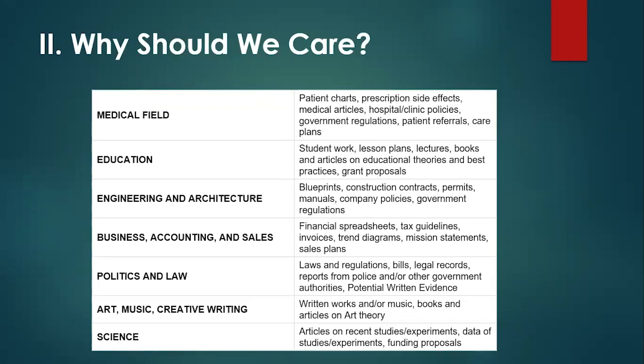I get a lot of students from science and engineering thinking, well, what does this have to do with me? Science, you need to be reading and writing articles on recent scientific studies, staying updated. You may also need to write proposals for funding. Engineers, you need to be looking at blueprints, construction contracts, permits, manuals, company policies, government regulations. The point I'm getting at here is that the reading and writing skills we're practicing as we study history will be beneficial to all of you.